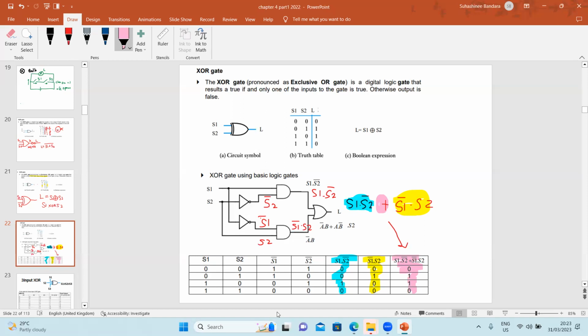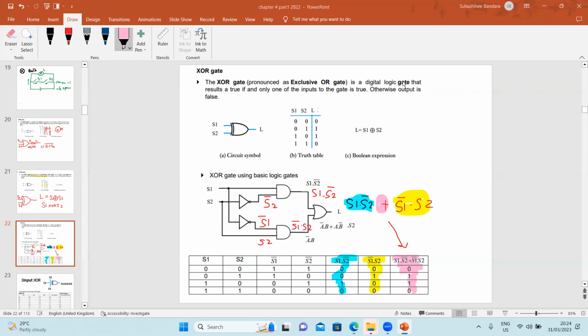So S1 bar means the opposite, the complement, of S1. S2 bar means the opposite of this one. Then we are going to find S1 dot S2 bar. Then we are going to find S1 bar dot S2. Then we are going to add both together. Is this clear? Okay. So now in the top part, we have already drawn it.